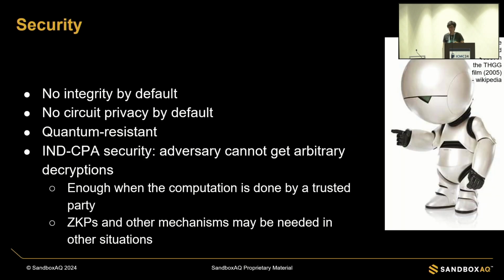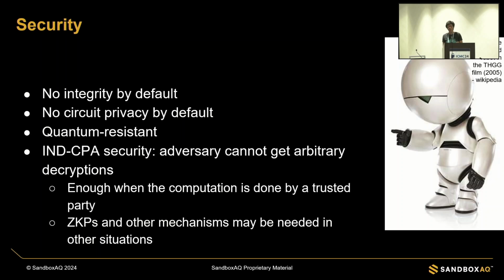I also wanted to briefly talk about the security. Basically, in FHE, we don't have integrity by default. FHE is more about confidentiality. So we need to take into account that before decrypting, we may want to verify that the function that was computed over the data is actually the one that we expected. And so usually FHE is combined with zero-knowledge proofs.